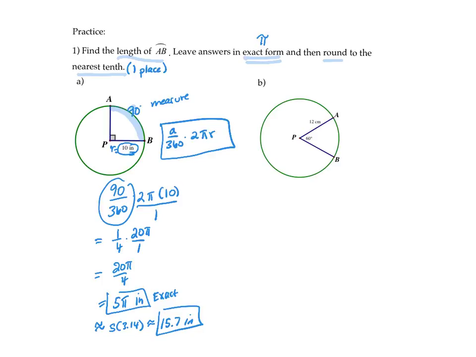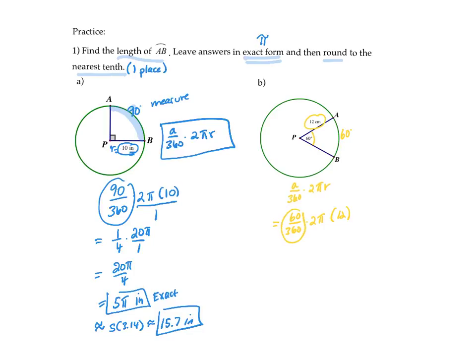This time our central angle is 60 degrees. The measure of the arc would be 60 degrees, and we have to find the length of the arc. So we're going to use this radius of 12 centimeters. We want to take that angle, divide by 360, and multiply by 2 pi r. So 60 divided by 360 times 2 times pi times 12.